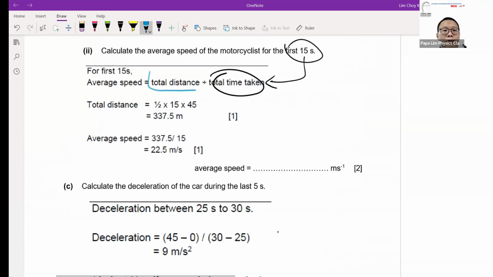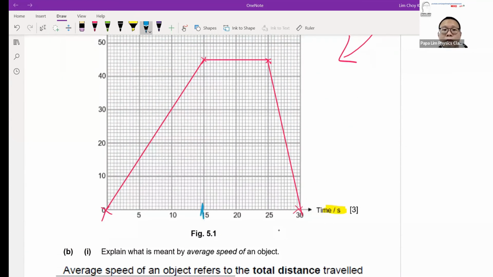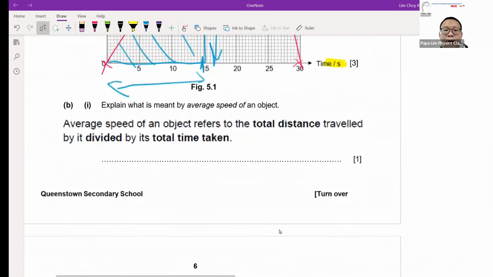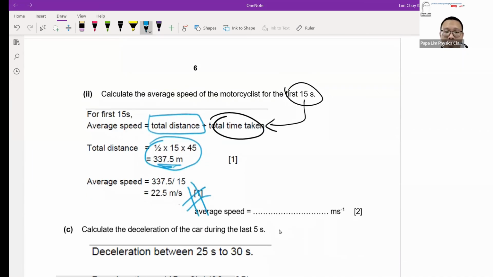Let me use this color first. So for the first 15 seconds, until here, the distance traveled is the area under the graph. Effectively, I need to find the area of this triangle, which is half times base times height. The base is 15, the height is 45. Once I have the number 337.5, I divide by the first 15 seconds, and I find the speed of the object to be 22.5 meters per second.